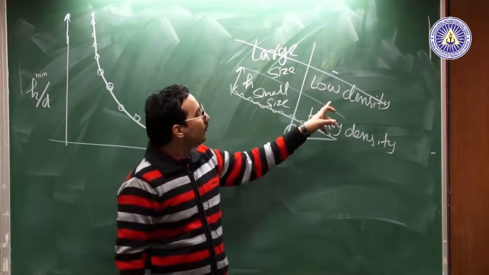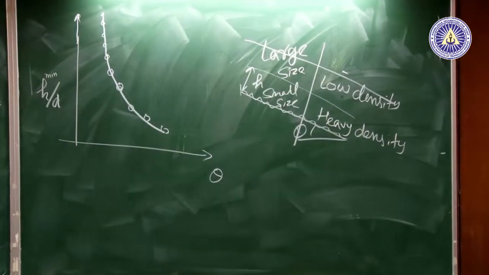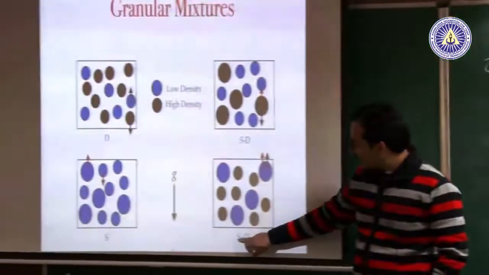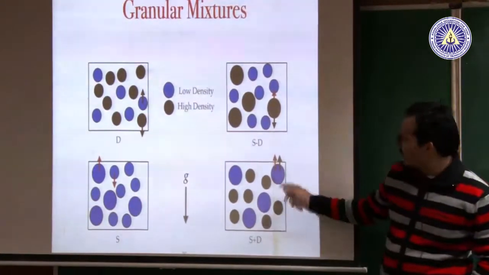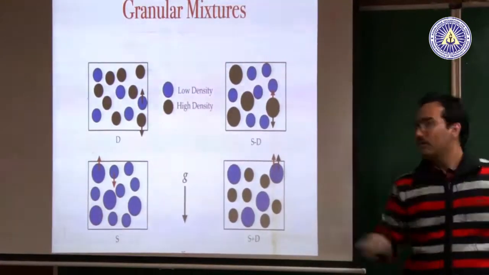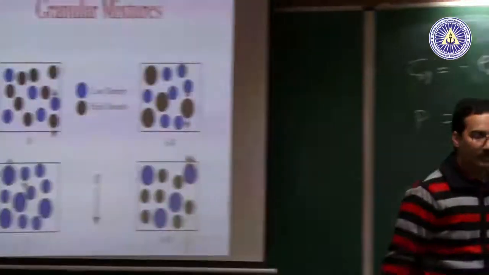So if your particle is of low density and large size, segregation effects because of size and density are cooperating, and so you have an S plus D system, both of these will try to go up, versus if you have the other case, they will be competing and you will have the S minus D case, alright.